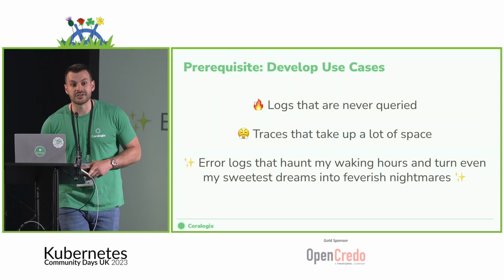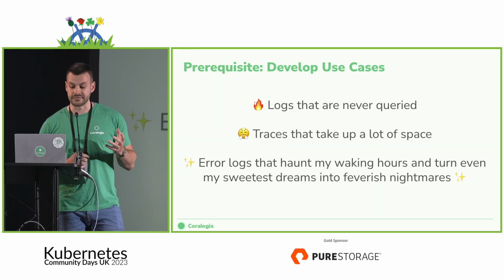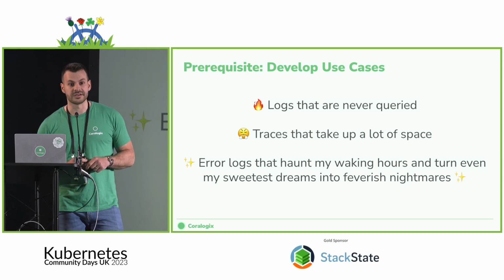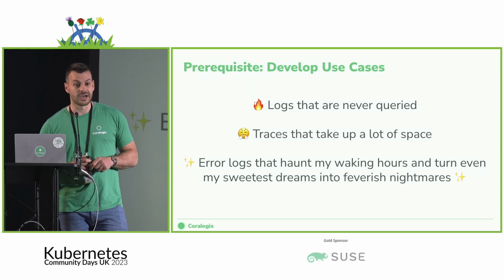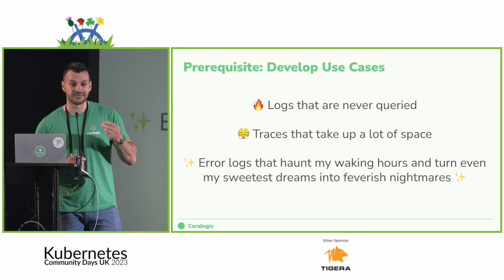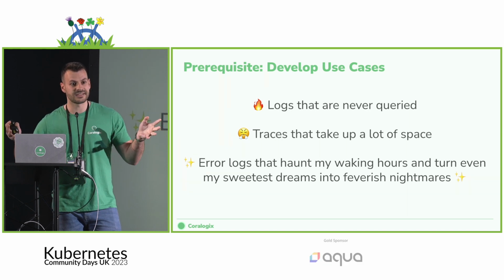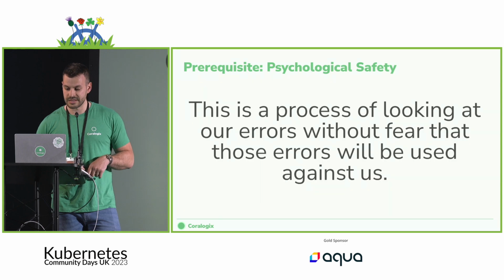So step one, before you go after everything, is you create some use cases for your data. Use cases can be things like logs that we never queried, traces that take up space, or error logs that haunt my waking hours and turn even my sweetest dreams into feverish nightmares, and many of them do. You have to define those use cases, because without them, you end up with 1 million of them. And it's very, very difficult to categorize that data and then save some money on it.